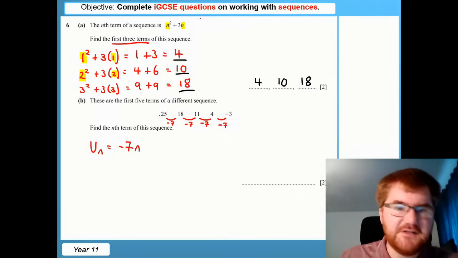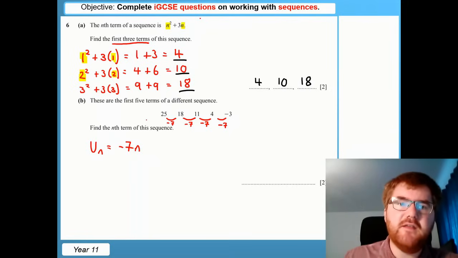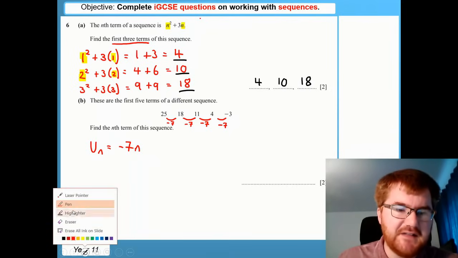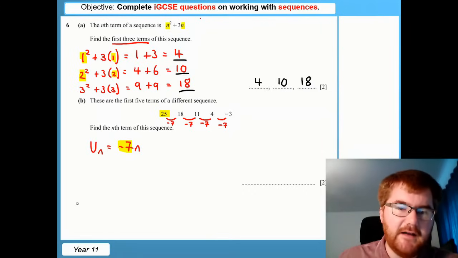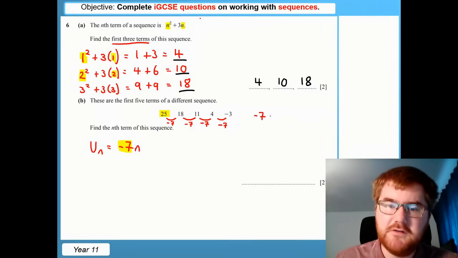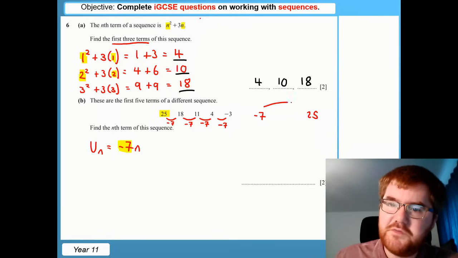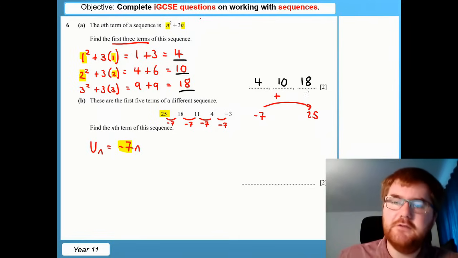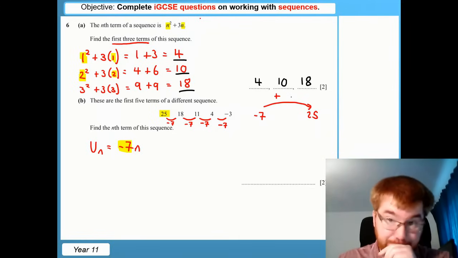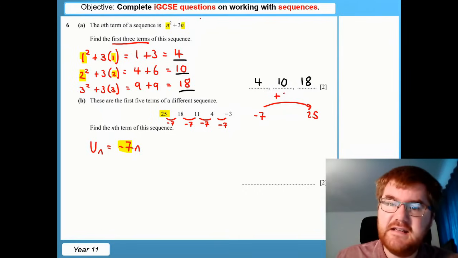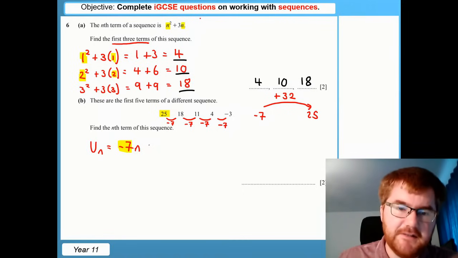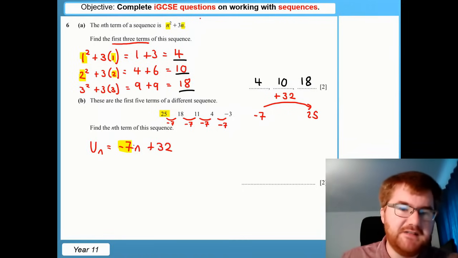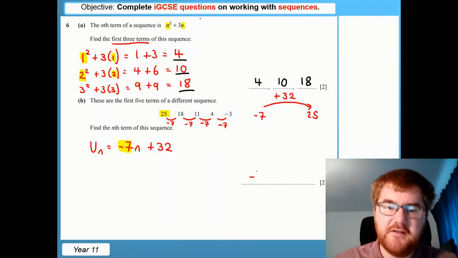We put an n next to it, it's an nth term. And then we think to ourselves, let's take that minus 7. What do we do to the minus 7 to get to the first number, 25? So imagine you have minus 7, here's 25. What do we have to add here in order to get to that number? And in this case, we need to add 32. You can check that, of course, on your calculator. So our final answer here is minus 7n plus 32.